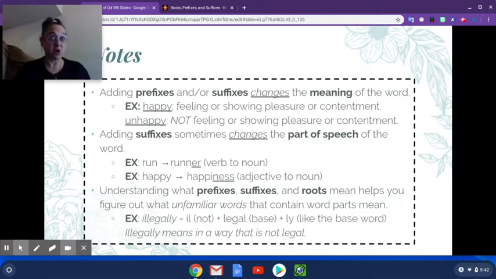Illegally: ill is not, legal is the base word, and then we add the ly at the end. It just means illegally means in a way that is not legal.